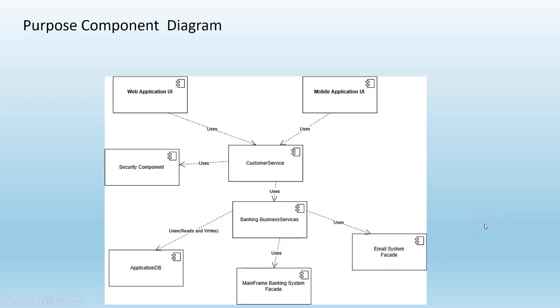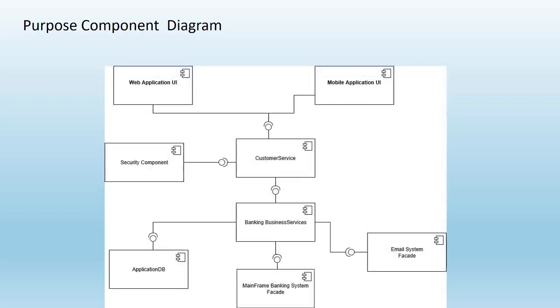Now, what we see here is one variant of the component diagram where interaction between components is depicted using arrows. What it means is that one component uses services from another component. For example, the web application UI uses services from the customer service component. The other variant of this diagram is using the cup and cone notation. It's the same information that we had seen earlier, just that the presentation is different.